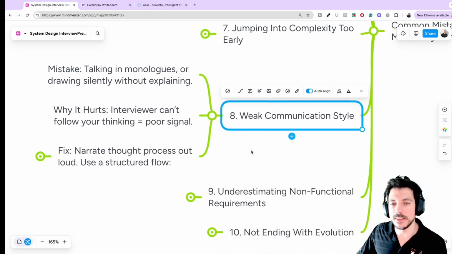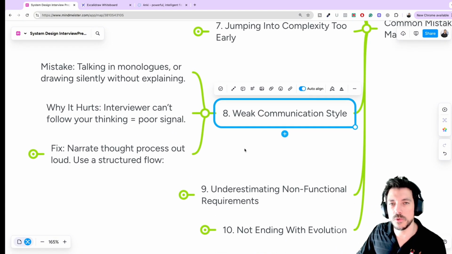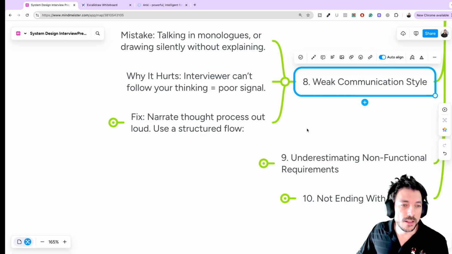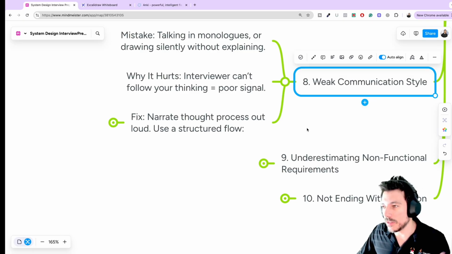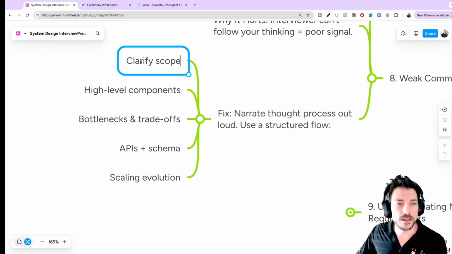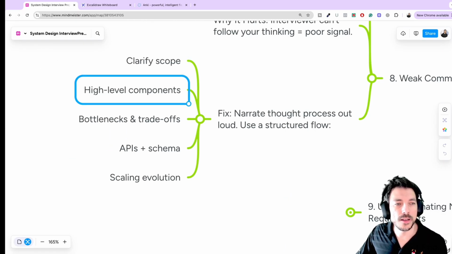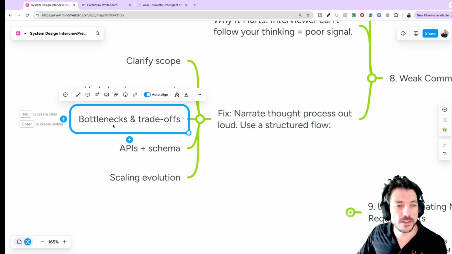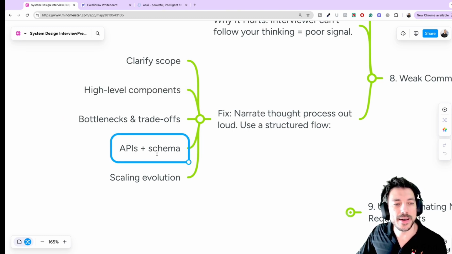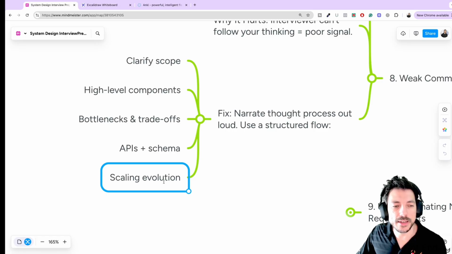So this is one of the mistakes that will count a lot. If you make this mistake, the chances are very high that you won't pass the interview. So what is the fix? It's simple. Just narrate your thought process. And this is also valid for the coding interview challenge, right? So clarify the scope, talk about the high level components, talk about bottlenecks and trade-offs, API and schema, and scaling evolution, right?